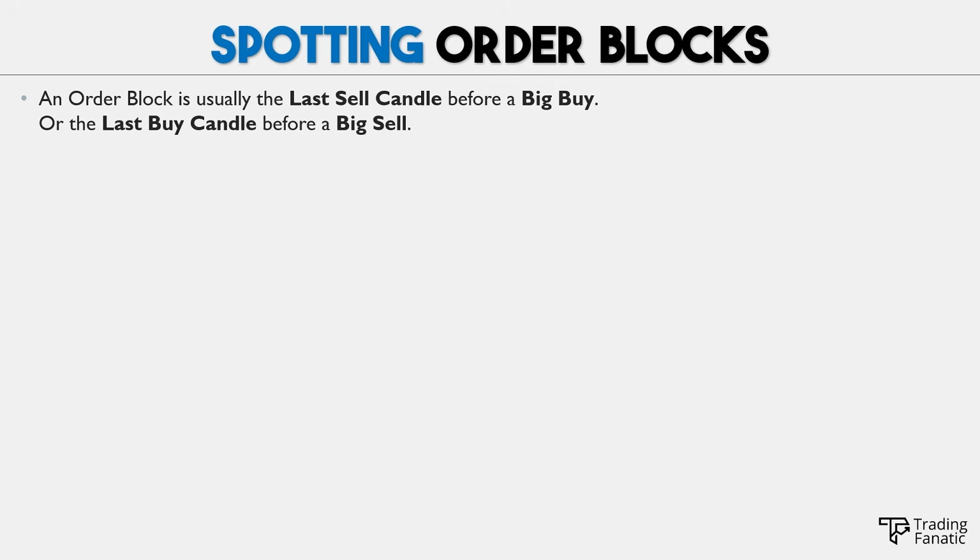So an order block is usually the last sell candle before a very big buy, as we saw, or the last buy candle before a very big sell. However, they can also be consecutive candles that also build your whole order block. So if you're having 2 or 3 consecutive buy candles, then that is going to be the order block. Or if you're having 2, 3, or 4 consecutive sell candles before a very big push up, then that whole thing is going to be your order block.